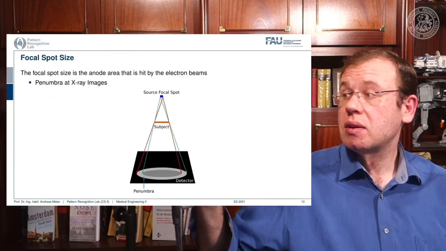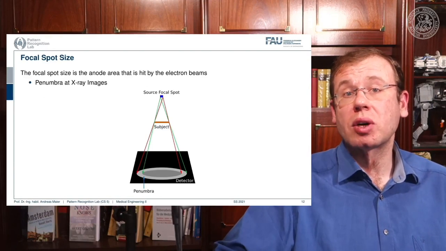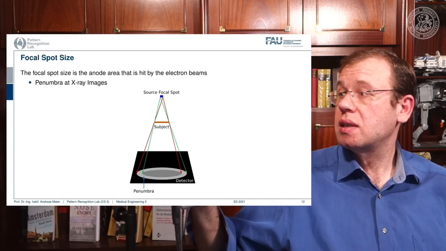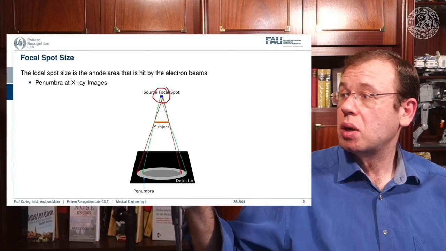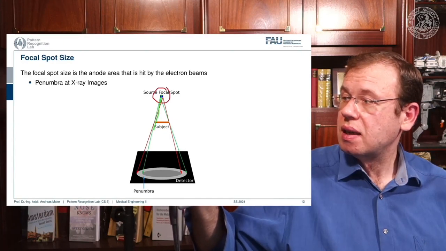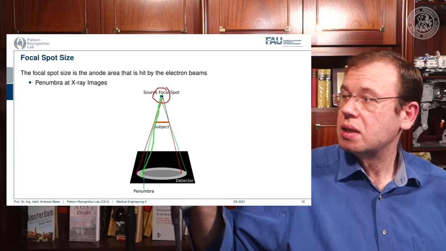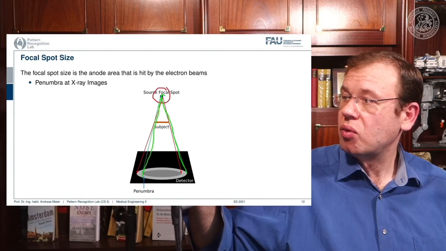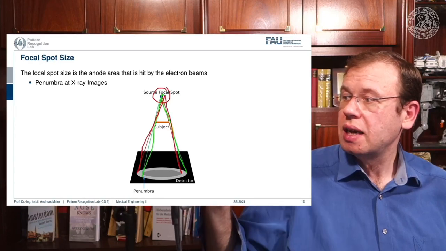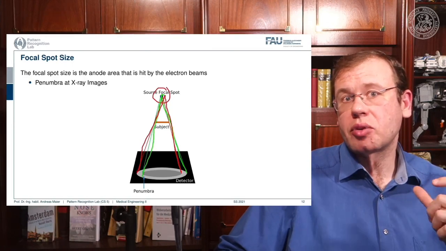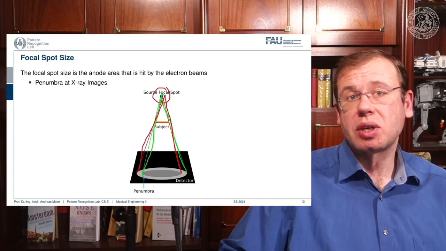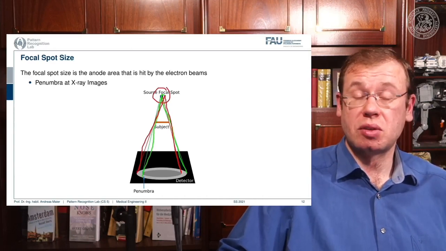So let's look at the focal spot size. The focal spot size is important because it inherently introduces a kind of blur. I can show you this on this slide. Let's say this is our focal spot. You see here the green side is the left side that passes left of the subject and right of the subject here. And then in red, we also connect the right side of the focal spot with the subject. And you see that they hit this object under investigation at a different point, and this causes this penumbra effect, and this penumbra effect causes blurring, so a loss in spatial resolution.